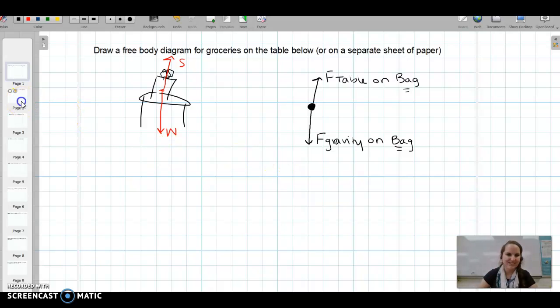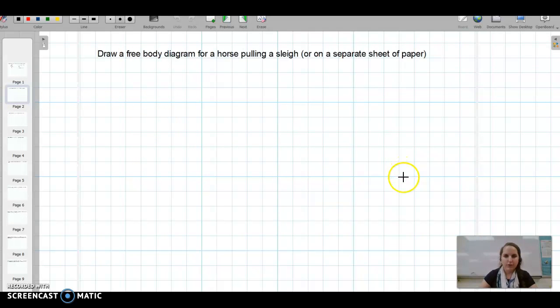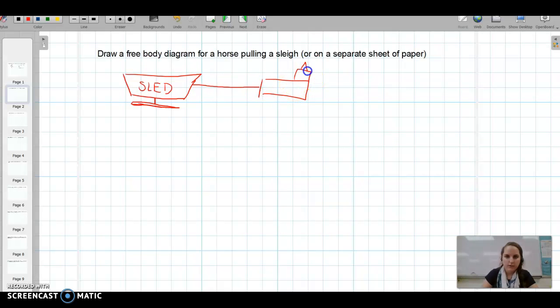Okay, moving on to the next one. So draw a free body diagram for a horse pulling a sleigh on a separate sheet of paper. Okay, so let's just get into the holiday spirit here and draw a sleigh. So label this as sled or sleigh. Okay, I'm really bad at spelling, so I'm just going to go with sled. And this is the sled bottom so that it can slide across the snow. And then attached to that sled is our horse pulling the sled. I know it kind of looks like a unicorn, but it's fine. This is our horse.